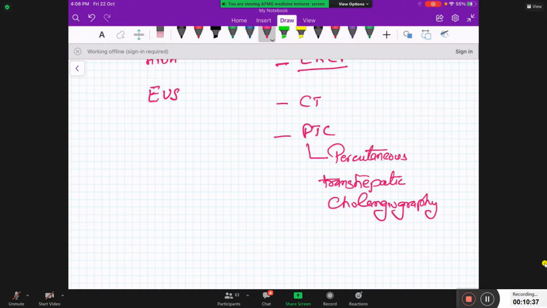But then you should understand, and they can ask you this question also. There is something called direct cholangiography. There is something called indirect cholangiography.